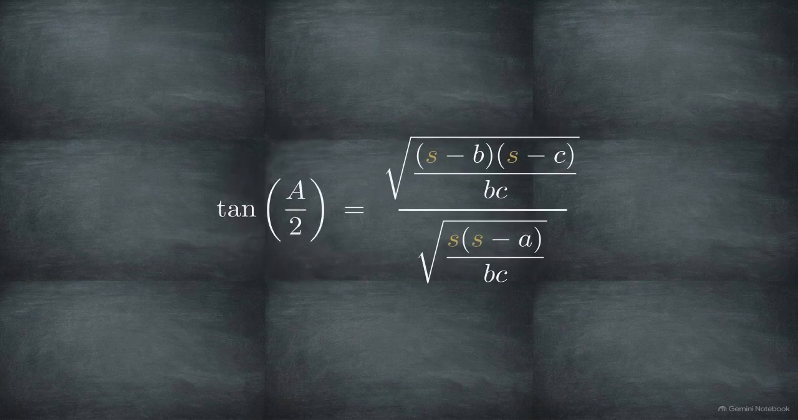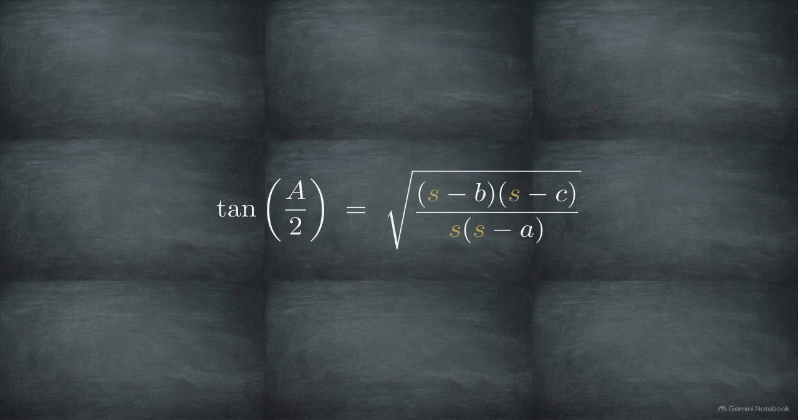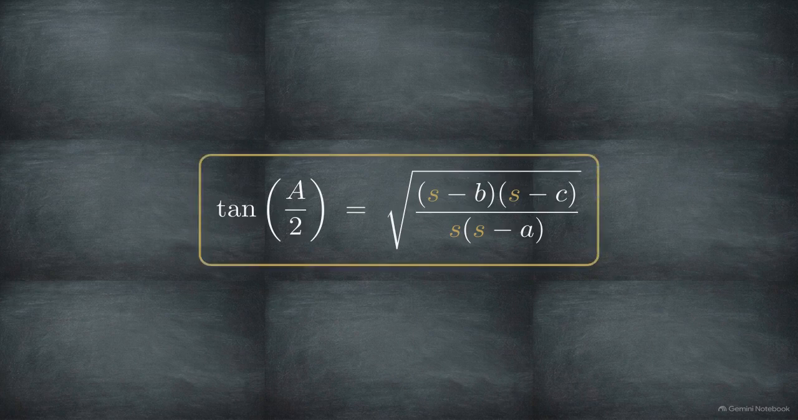When we stack the sine equation over the cosine equation to find the tangent, the math simplifies. The common b, c denominators cancel out, leaving a single formula for the tangent half-angle. It is a direct mathematical result of dividing the first two equations.